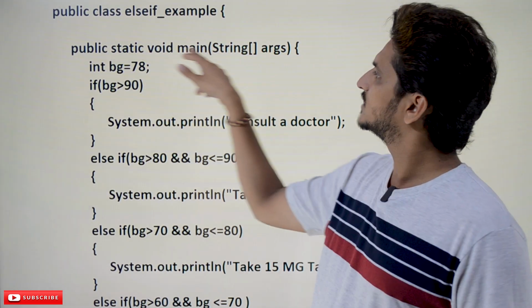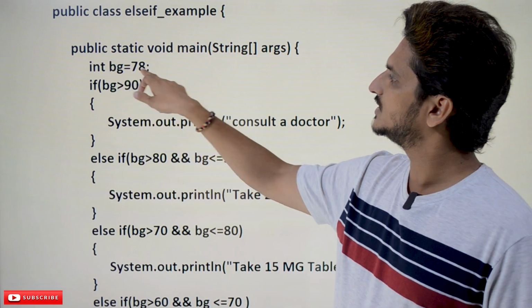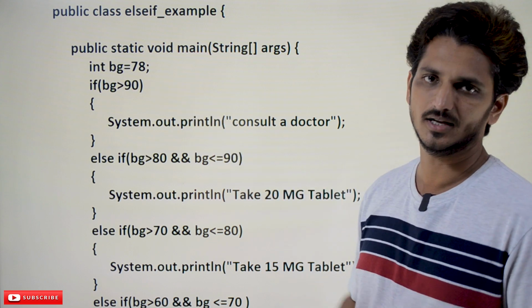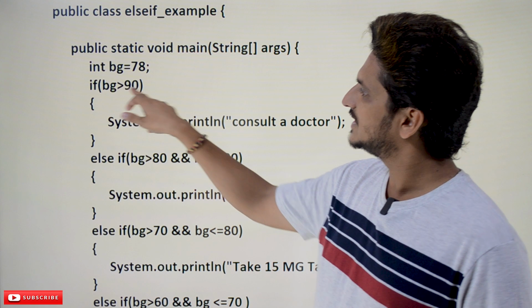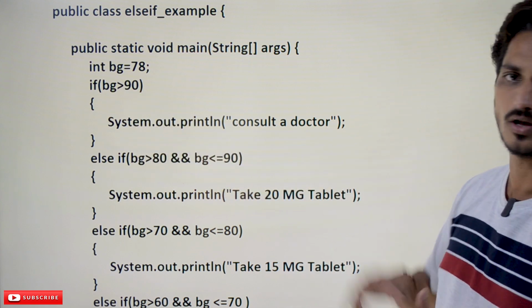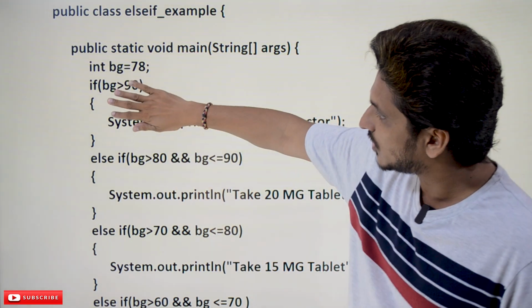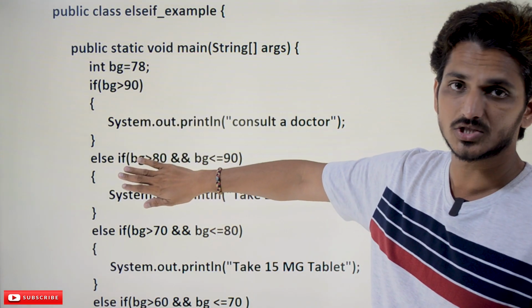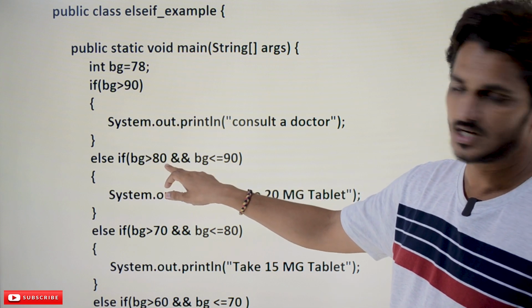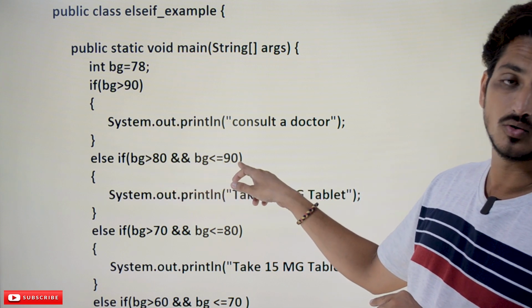Let's take this code: public static void main, int bg is equal to 78. Bg means blood glucose level is 78. Our code is: if bg greater than 90, this is one condition, you have to display consult a doctor. If this condition is not satisfied, then it is going to check the next condition, else if bg greater than 80 and less than or equal to 90.